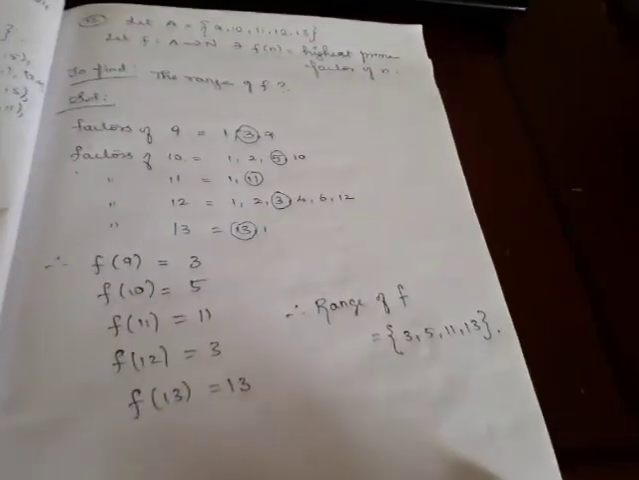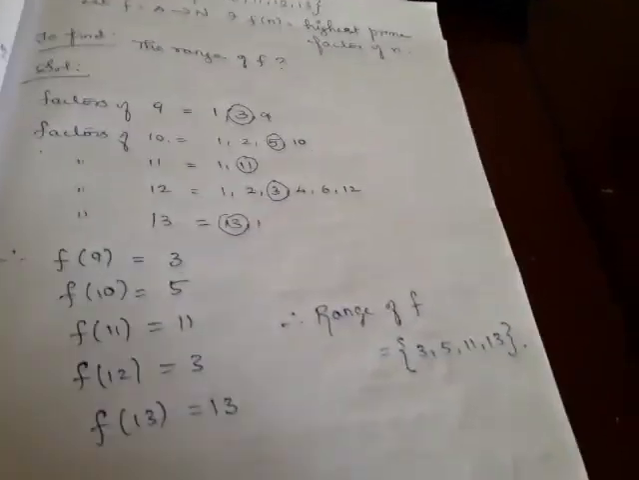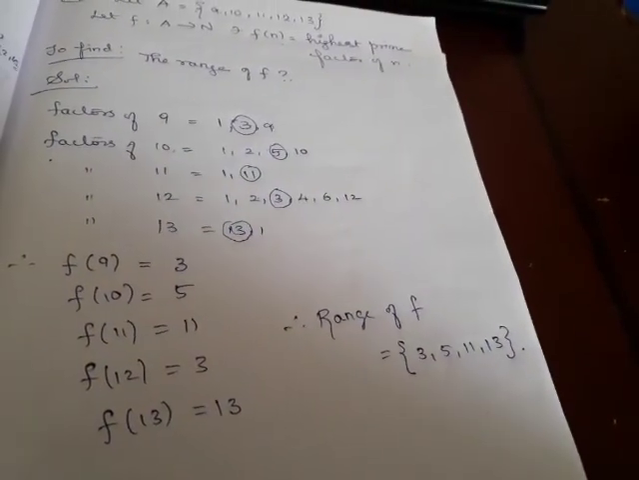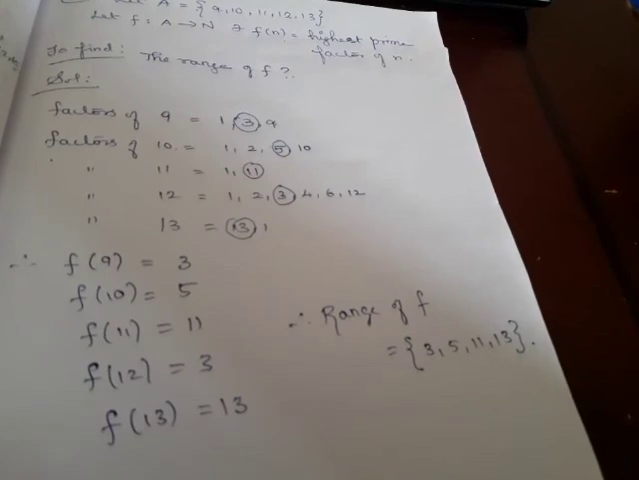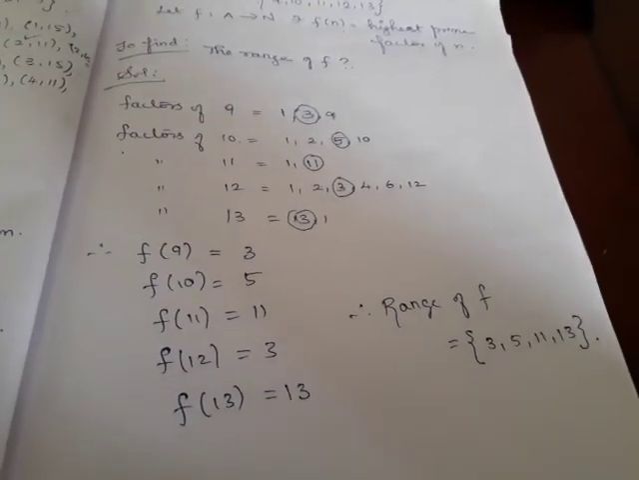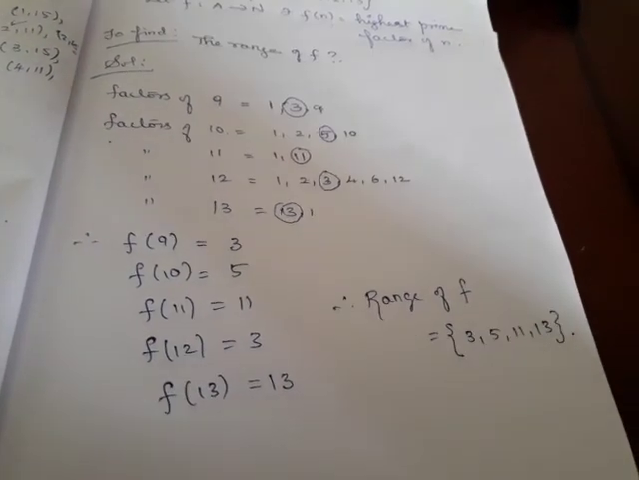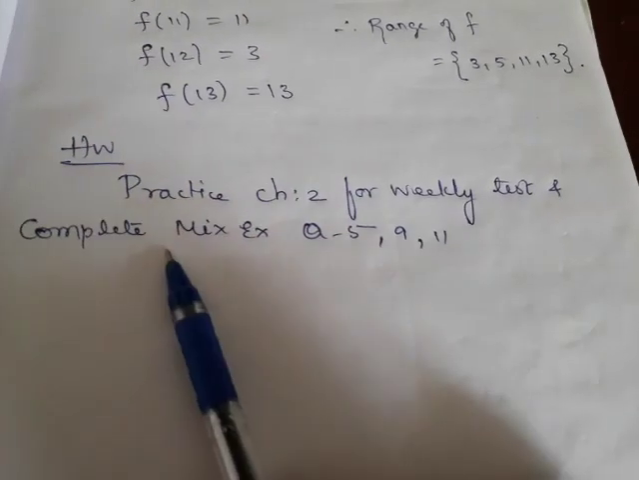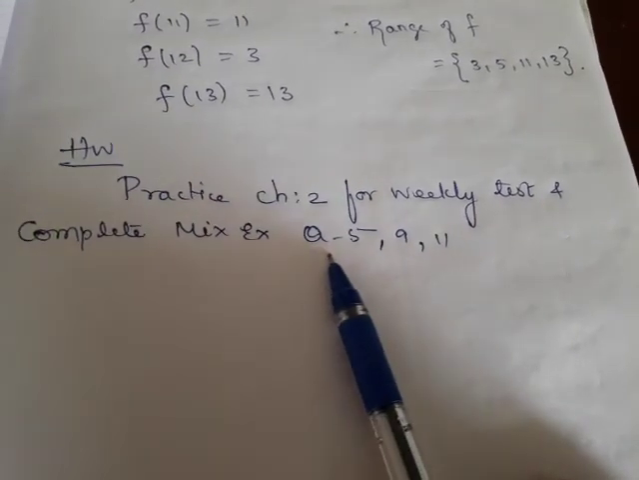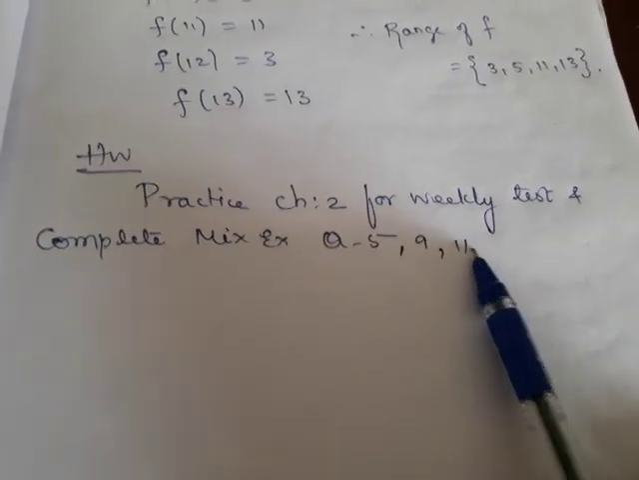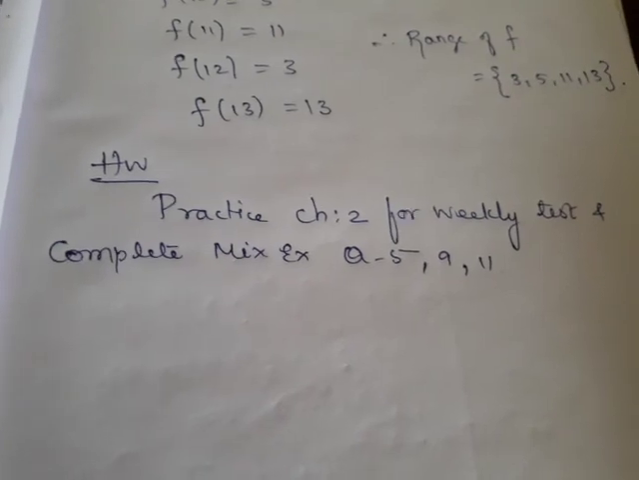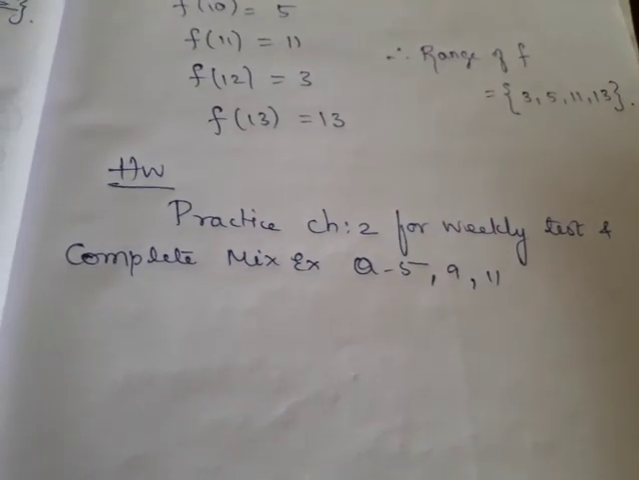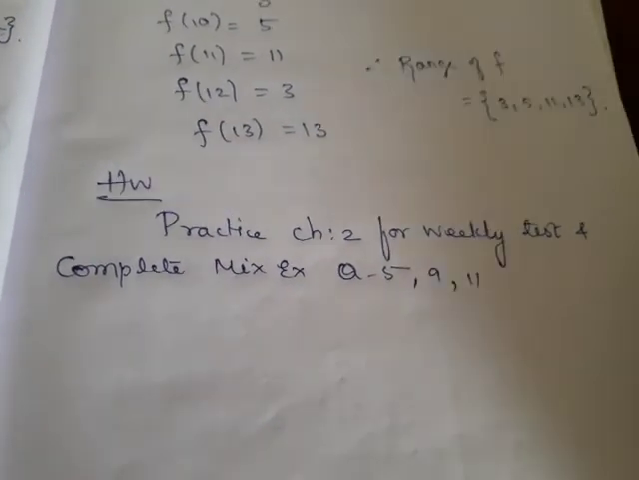Thus we completed the miscellaneous exercise of chapter 2, relations and functions. As I told you, tomorrow you will be writing a test on the entire chapter. So do practice. Complete miscellaneous exercise question numbers 5, 9 and 11 and practice the entire chapter for tomorrow's weekly test. And if you have any doubts, just contact me, I'll explain. Thank you, students.